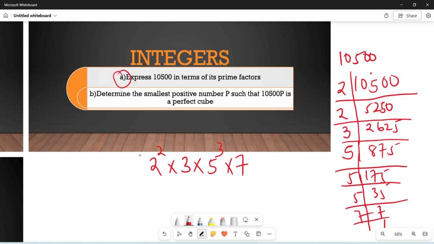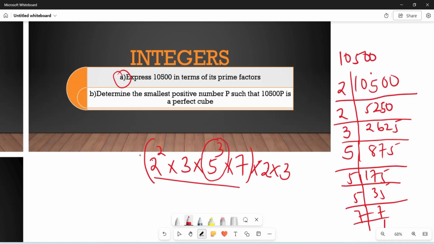Now when you come to question B, you're told to determine the smallest positive number p such that when we multiply p by this, we get a perfect cube. A perfect cube means that all the numbers have powers of 3. So it's only 5 which has a power of 3. The rest of them we need to fix: for 2, we need one more 2 to become 2 cubed.